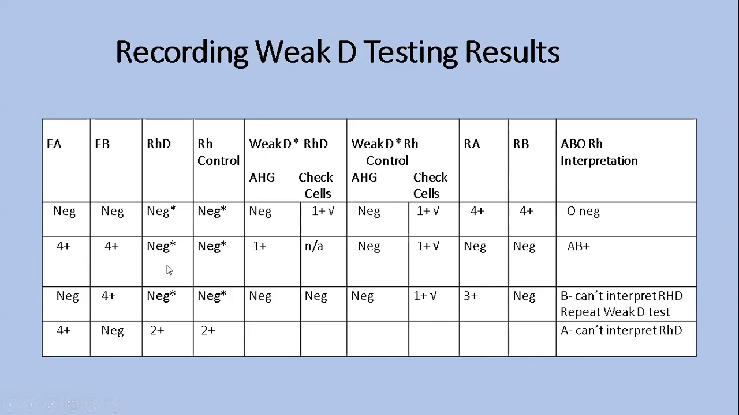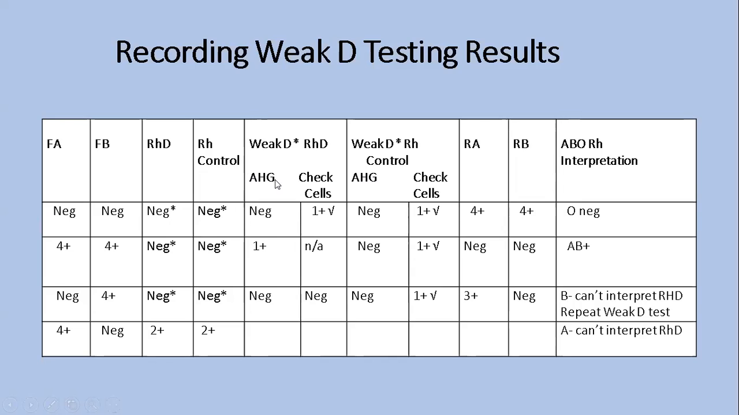When we look at the initial RhD and Rh control, we see once again that they are both negative. And so remember, based on this result, the RhD result being negative, we're going to take both of these tubes and proceed to the weak D testing. Same procedure. Put both those tubes in a 37-degree incubator for 15 to 30 minutes. After that incubation time, wash 3 times with saline. Add our AHG to each tube.